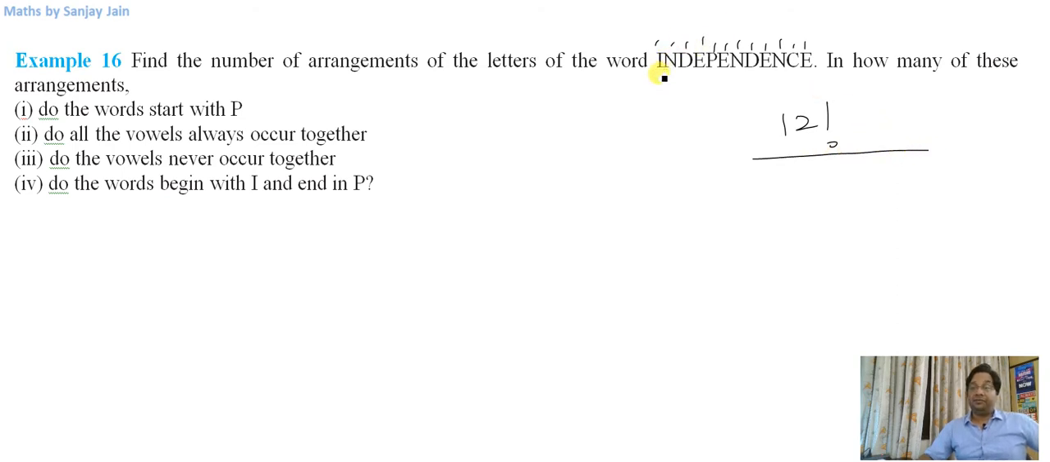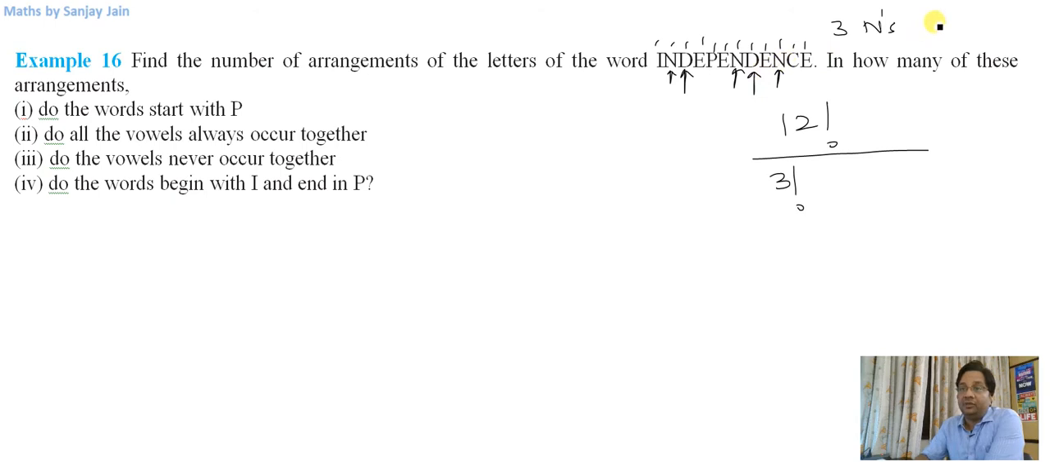Now I'll see if some are alike or not. I is present only one time. N is here, and then again here, and then again here. So I have 3 n's. So I'll divide it by 3 factorial because of the presence of 3 n's. Now let us look at D. D is present here, D is present here.